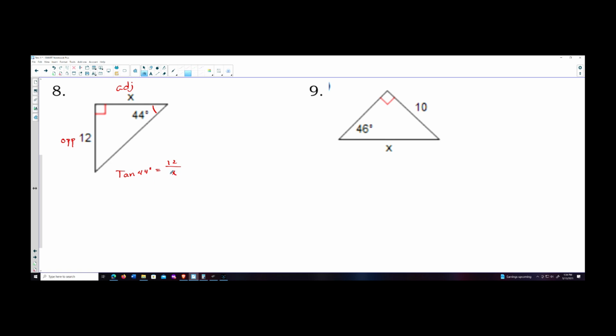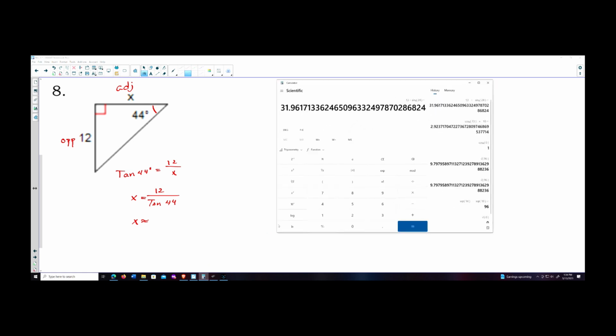As before, x fell down in my denominator, so I multiply by x, so just switch sides to bring that x to the front and the tangent 44 to the x. So x is 12 divided by tangent of 44. At this point, I have that x is approximately, and I go to my calculator, clear it, make sure it's cleared. 12 divided by tangent of 44 in this case, right?